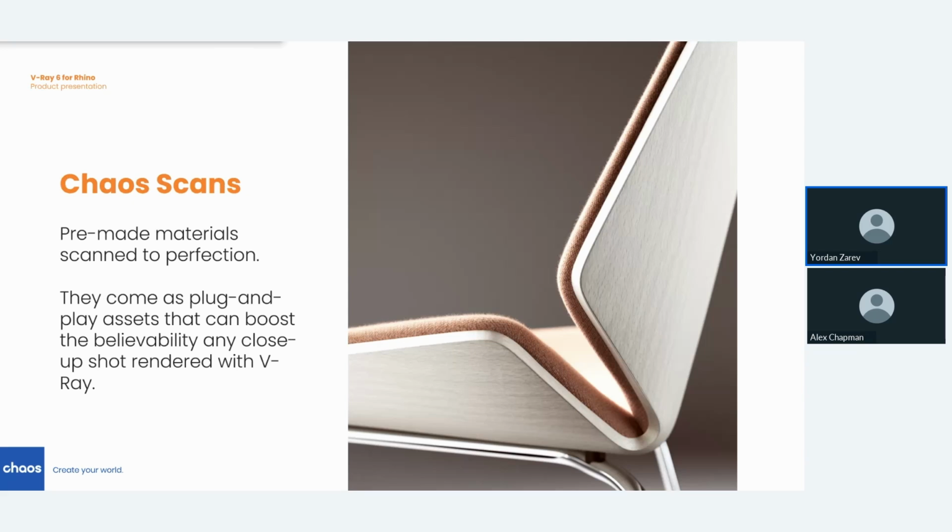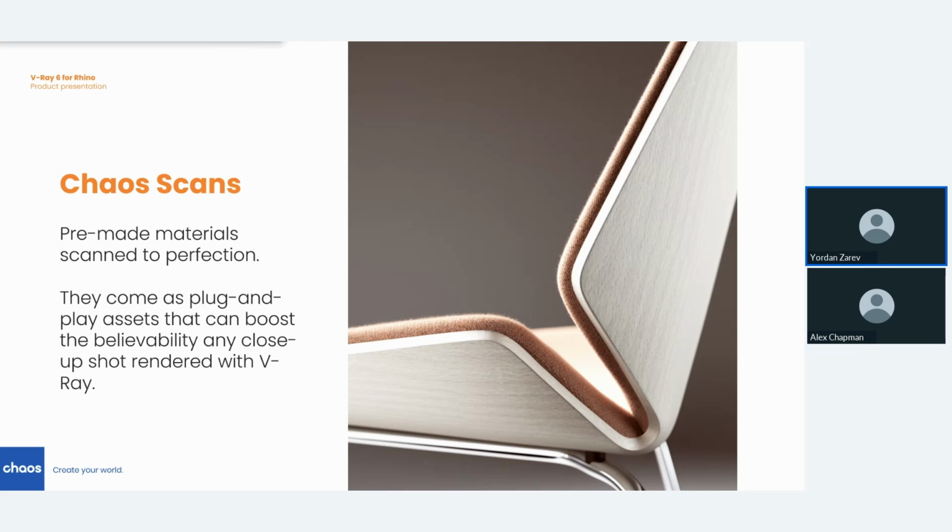The next thing, which is very handy in production rendering, in creating very realistic visuals and product rendering, is Chaos Scans. If you haven't used them, those are pre-made materials that are scanned from real-life samples. They come as a plug-and-play asset that you can easily edit, changing things like the material color, or its displacement, or, for example, reflectivity, or add a clear coat to it.